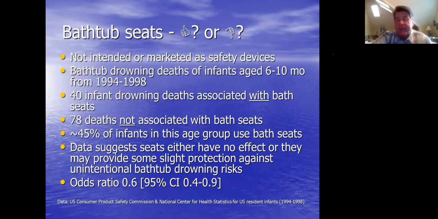So the data suggests that either no protective effect or a slight protection may happen from unintentional bathtub drowning. Anyone who's ever had a child knows that you have to watch them every minute. There's something called anticipatory guidance. Your pediatrician or family physician should do it every time that one brings a child into the office for a well checkup. And that's when we start telling folks, this is what you need to look for.